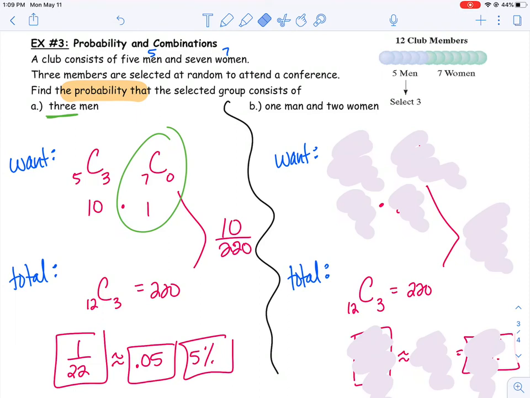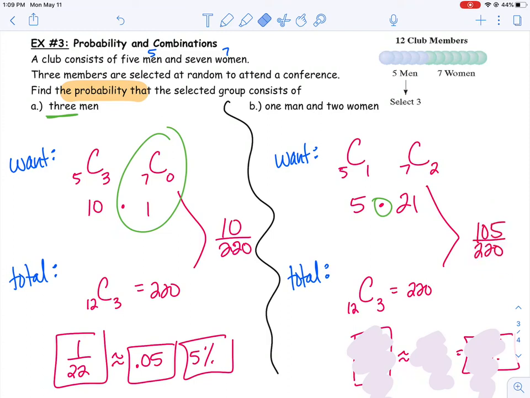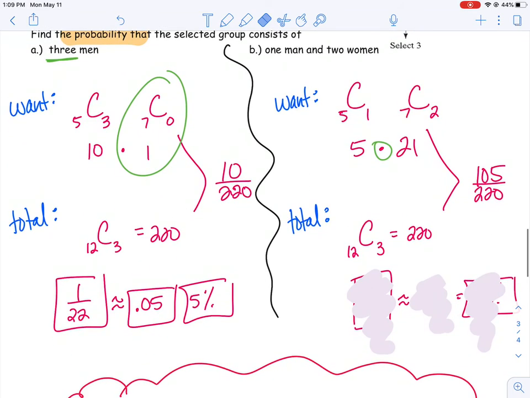But let's talk about the want in this particular one. Remember, we have 2 different categories, the men category and the women category. I have 5 men, and how many do I want to choose? 1. I have 7 women, and how many do I want to choose this time? 2. And so in my calculator, I get 5 and I get 21, and I want to choose men and women, right? That's like pants and shirts. And as soon as I hear that word and, I know that I need to multiply to get a total number of options. So I ended up getting the probability of 105 out of 220. 105 ways to pick 1 man, 2 women out of 220 total ways.